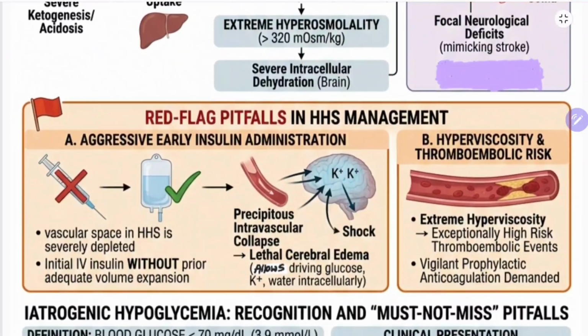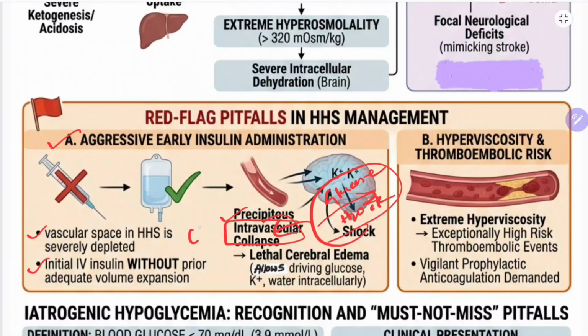So some pitfalls, what we do here. Number one pitfall in HHS is aggressive early insulin administration. What will it do? Vascular space in HHS is severely depleted. Initial IV insulin without prior adequate volume expansion precipitates intravascular collapse. Why? Glucose will go into the tissues, and when it goes into the tissues, it will take water along with potassium with it into the tissues, leaving the vascular space empty. That will cause intravascular collapse.